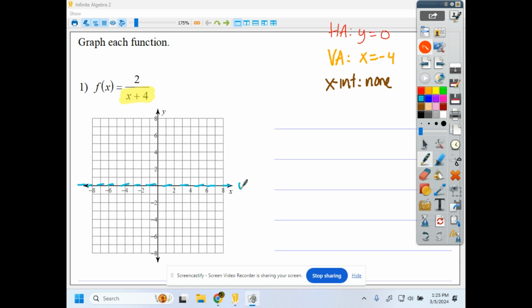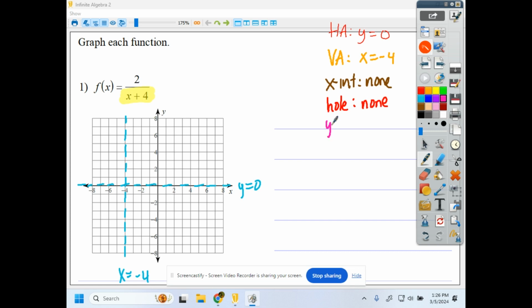So this is your y equals 0. Your x equals negative 4 is right over here. Make sure you label your graph all the time. Nothing here can be canceled, so we can say that the hole will be none also.